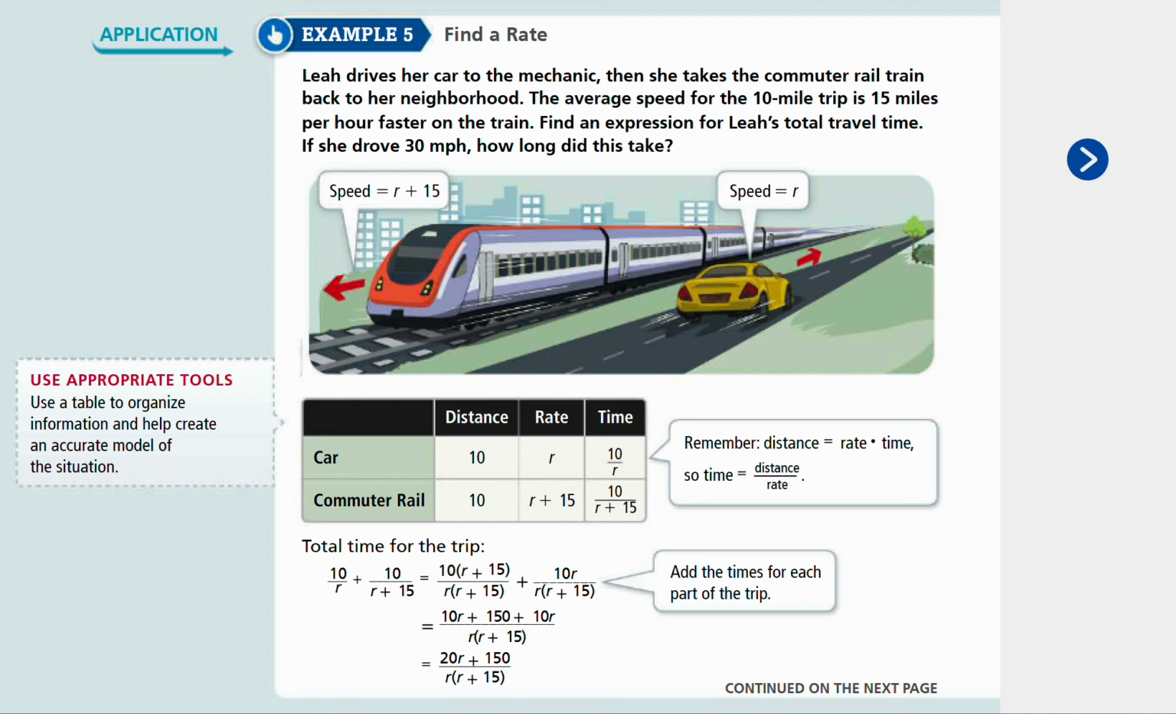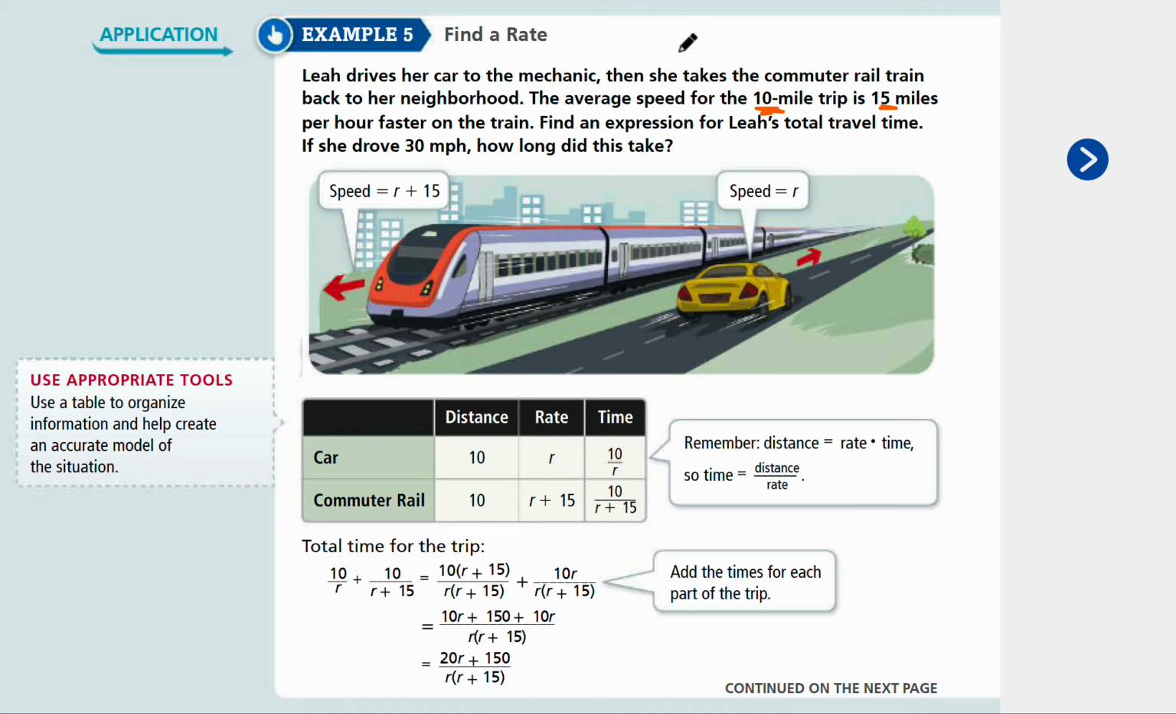Okay, let's look at example 5 in our lesson 4-4. This is an application problem, finding a rate. Leah drives her car to the mechanic and then she takes the commuter train back to her neighborhood. The average speed for the 10-mile trip, oh, that's the distance, is 15 miles per hour, that's the rate, faster on the train. Find an expression for Leah's total travel time. If she drove 30 miles per hour, how long did this take?